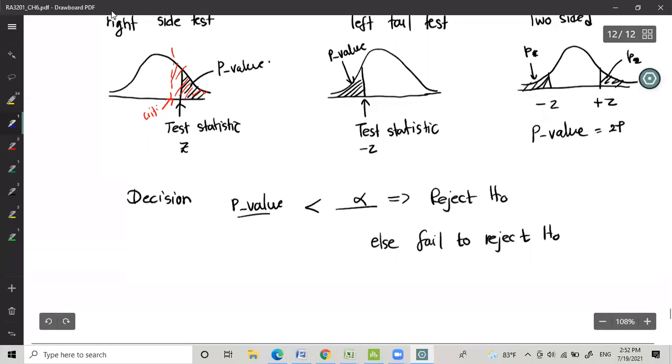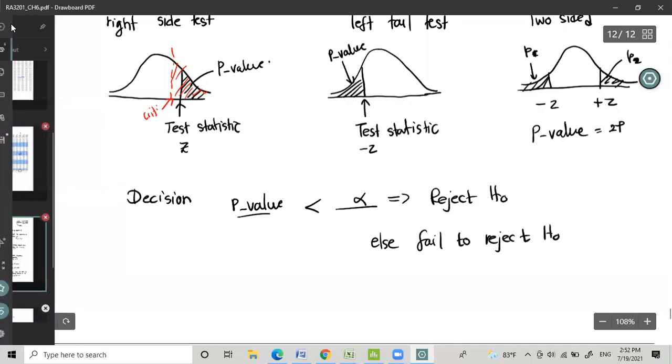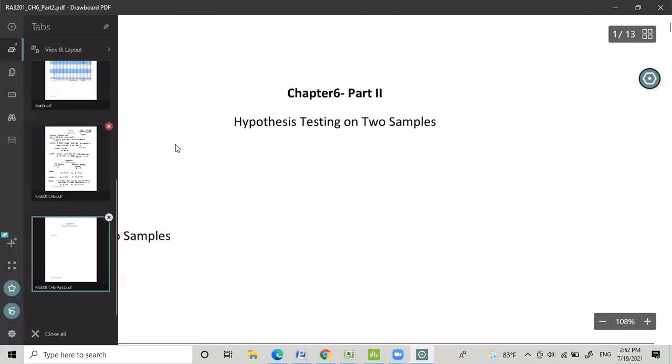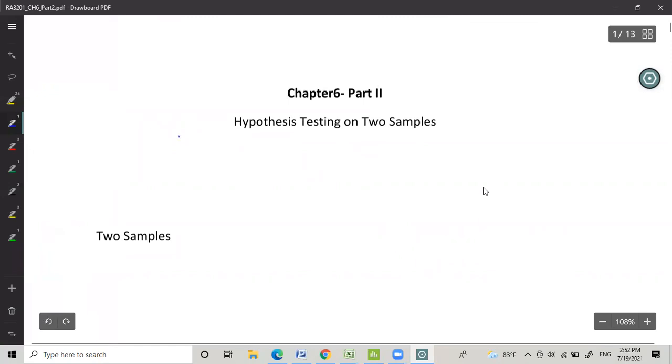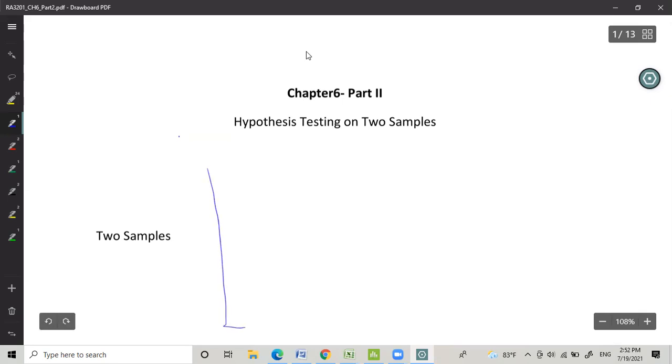Okay, everything clear? Right. So let's move on to the two sample t-test, the two sample hypothesis testing. So that is the second part of chapter 6, hypothesis testing on two samples. Okay. Now, when we consider two samples, there can be different types of two samples, right? One is the independent samples. The two samples are independent. The other one is the dependent samples.